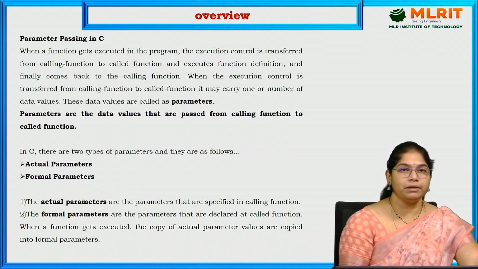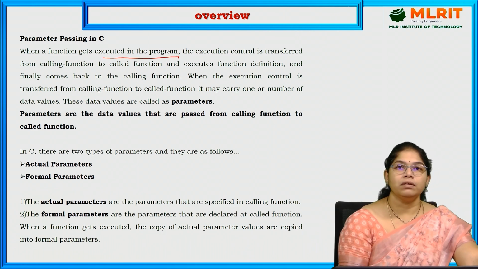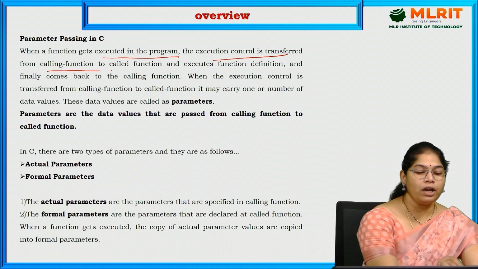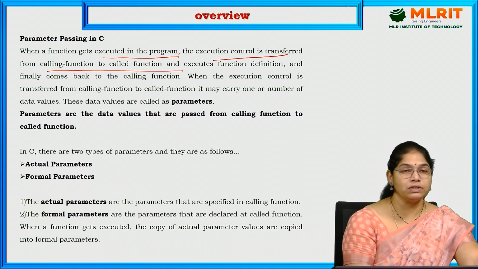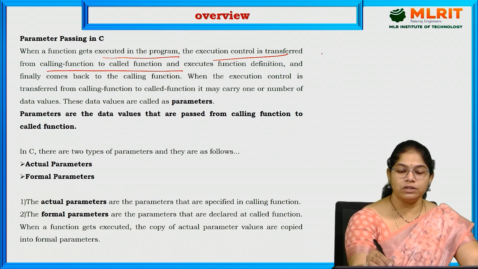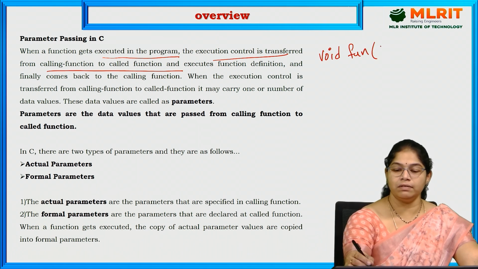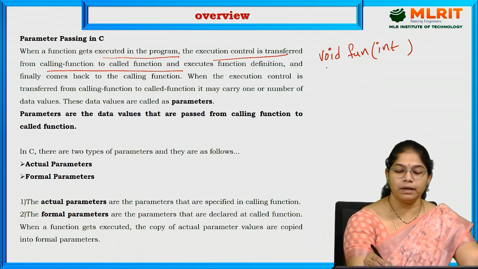Parameter passing in C means that when a function gets executed in a program, the execution control is transferred from the calling function to the called function. Suppose to declare a function, we have to use a return type and a function name. Let us suppose the function name is fun, and here we'll pass the parameters. Here I am taking the parameter as int, passing only one parameter.